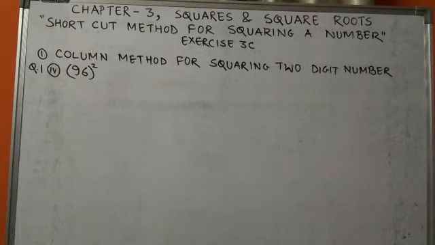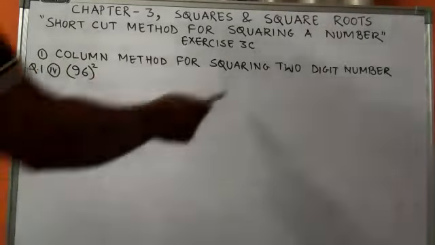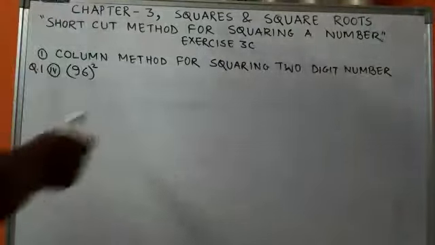In this exercise, we have to find out how to find the square of a number by using a shortcut method. Method number one is the column method. Here is the column method for squaring a two-digit number.